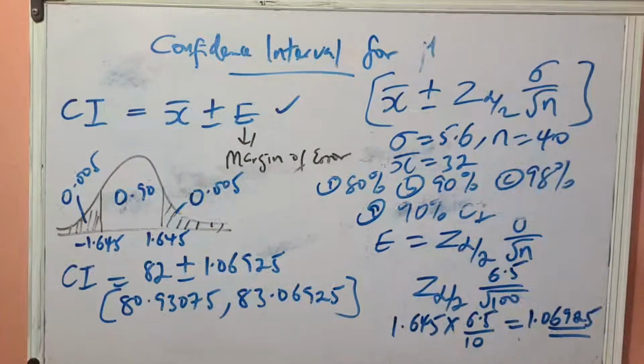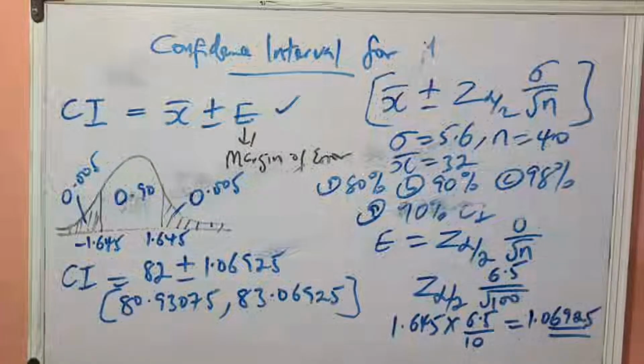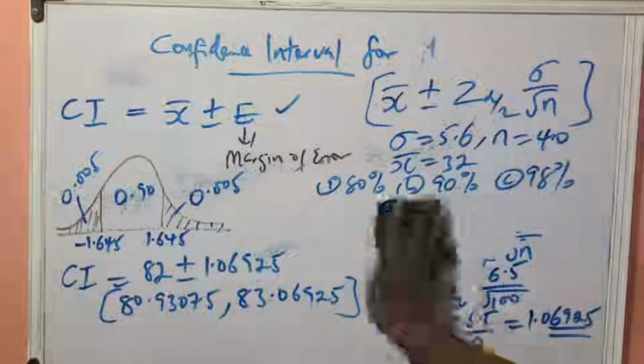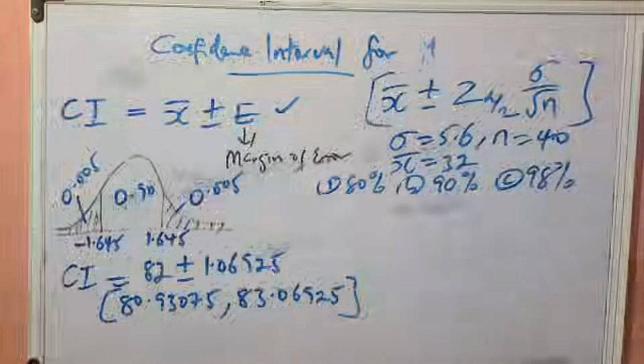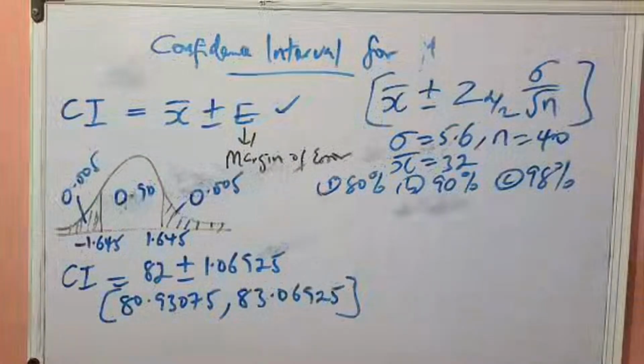The question is, scores on an exam are normally distributed with a population standard deviation of 5.6. A random sample of 40 scores on the exam has a mean of 32. Estimate the confidence interval for the population mean with 80% confidence, 90% confidence, and 98% confidence. So let me get your answer in the chat box quickly. When you're done with an answer, let me know which confidence you're solving with. If it's 80%, let me know what the answer is. If it's 90%, let me know what the answer is.